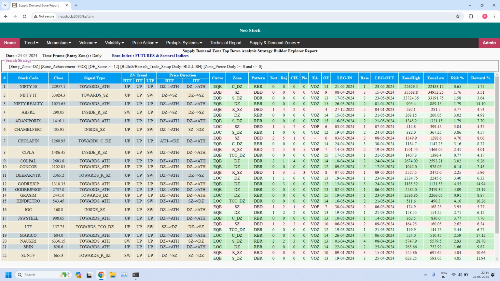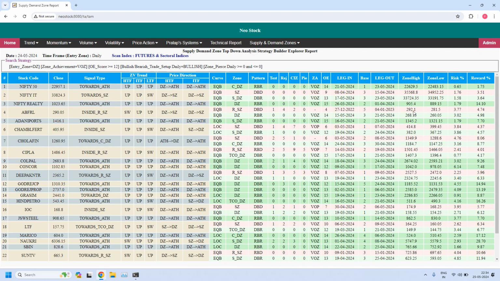Now we got all the stocks that are supporting bullish trade setup. Nifty 50 currently supporting bullish trade setup for monthly income trade. Nifty IT, Nifty reality indices also supporting. And remaining all are stocks, equity stocks. Now let me scroll down because I am giving you only few seconds time to watch this report and then scrolling down. So in case if you want to study any of these stocks, pause the video.